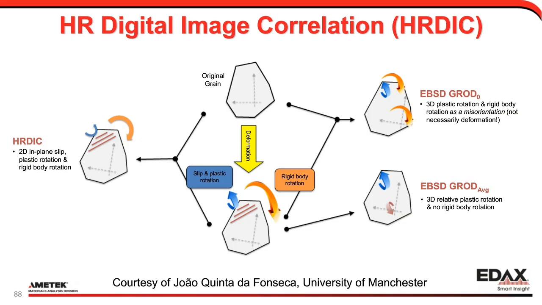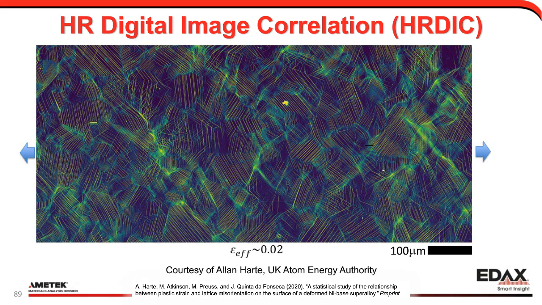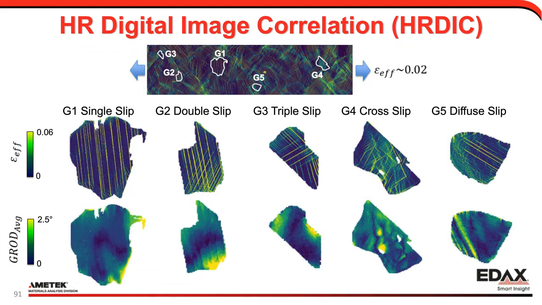And just one more slide on the HRDIC. This is courtesy of one of Professor Fonseca's former students, Alan Hart. And you see this high-resolution digital image correlation, a beautiful map over quite a few grains. You can see the strain is horizontal there for tensile. I've tried to illustrate this, and let's look at five different grains with different amounts and character of the slip lines. So grain 1 is single slip, grain 2 double, grain 3 triple, grain 4 we start to see significant cross slip, and then the last grain has somewhat of a diffuse nature in its slip.